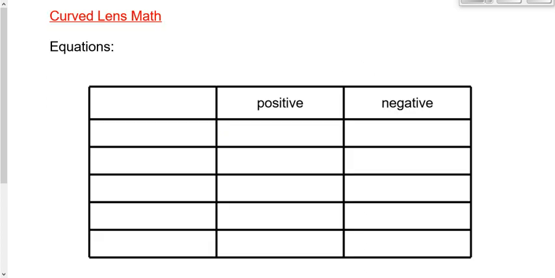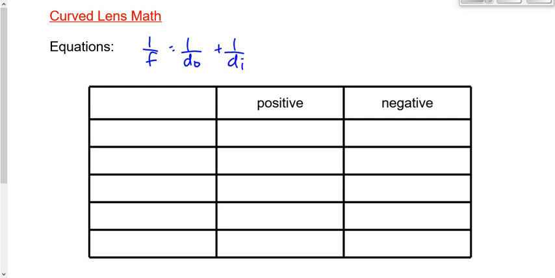What I want to do today is do a little bit of math. Mathematically analyze these. So we've graphically analyzed them by drawing ray diagrams. Now I want to mathematically analyze them. There are two equations that we're going to use here to describe these mathematically. The first one is what we call the lens equation. And the lens equation looks like this: 1 over f is equal to 1 over do plus 1 over di.